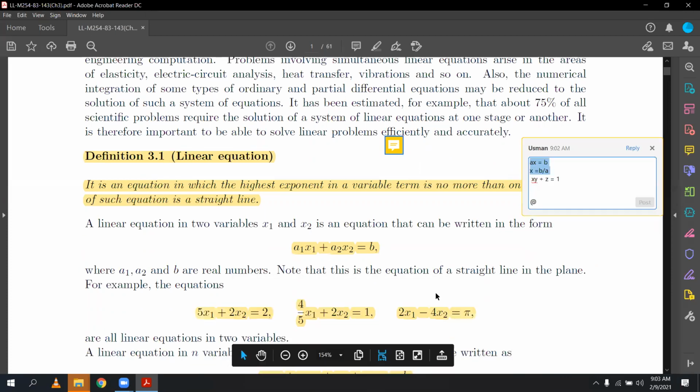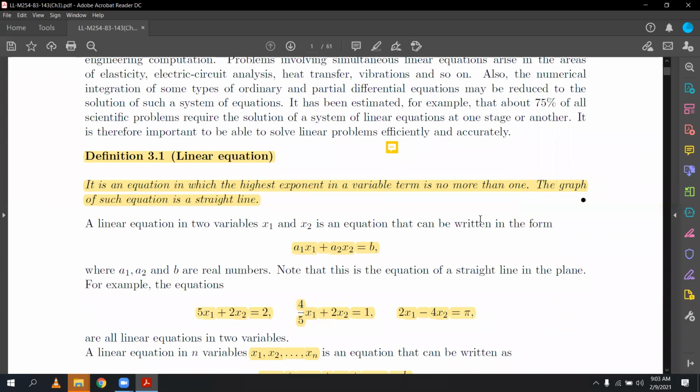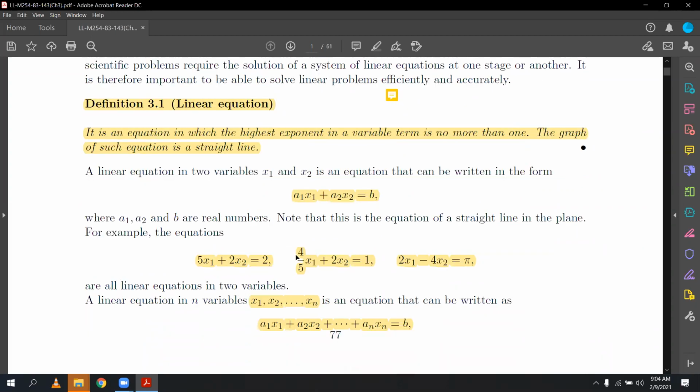I give the linear equation of 2 variables, of course with a1, a2 and b as some coefficients. And those coefficients can be any number, maybe any real number, maybe negative, maybe positive, maybe 0. For example, a particular case we can have here now. This is a linear equation of 2 variables.